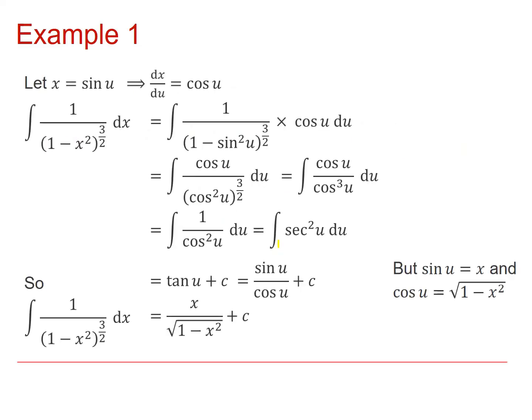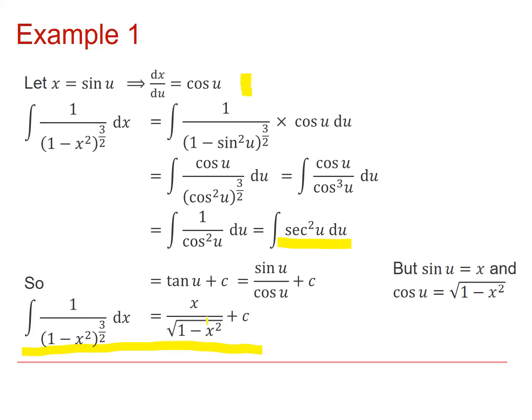There it is, tidied up for you. Here's the substitution section. This is the substitution being done and worked through to sec squared u. And then the integral's fairly straightforward. It's the transforming back that gives us a little bit of work to do. Sine u equals x, cos u equals root 1 minus x squared. And so there we have our final result. The original integral is equal to this.